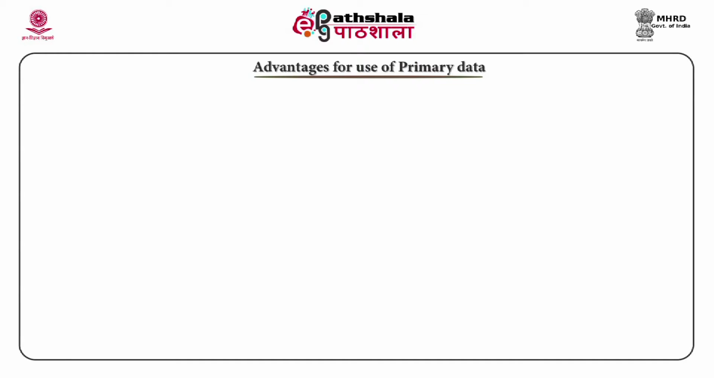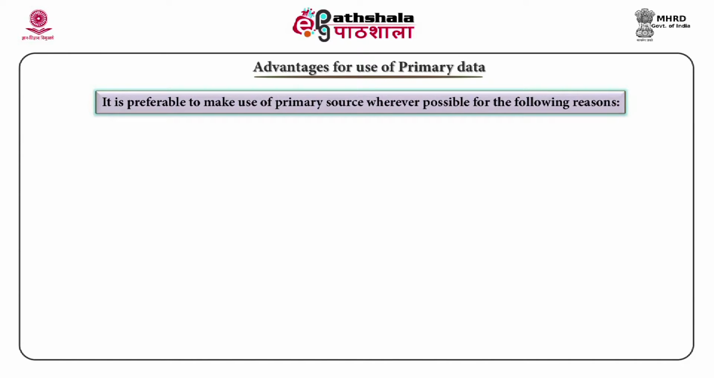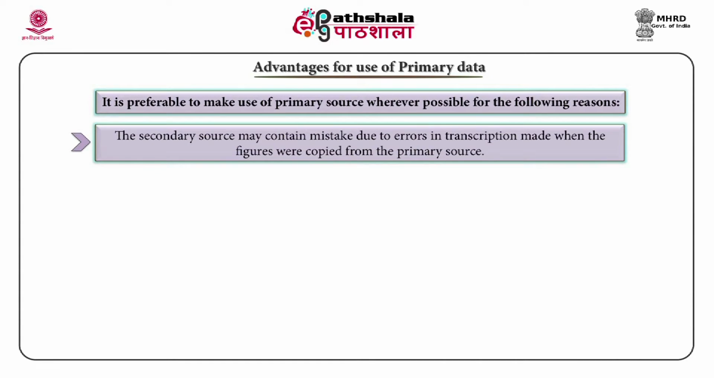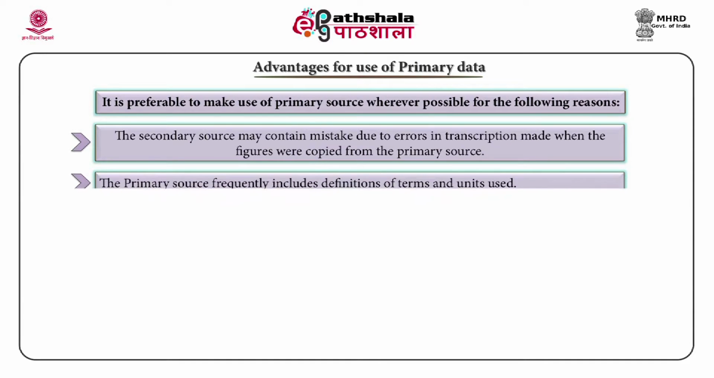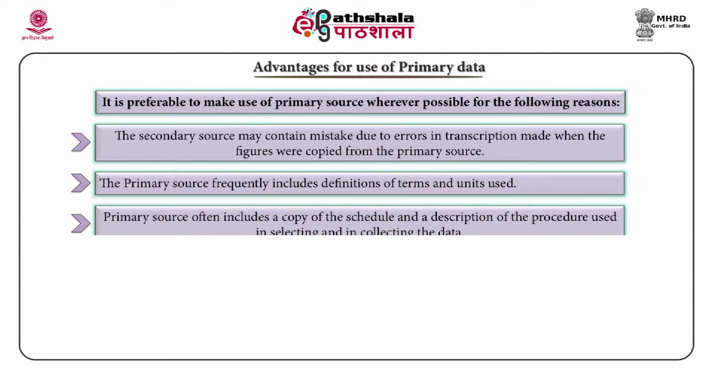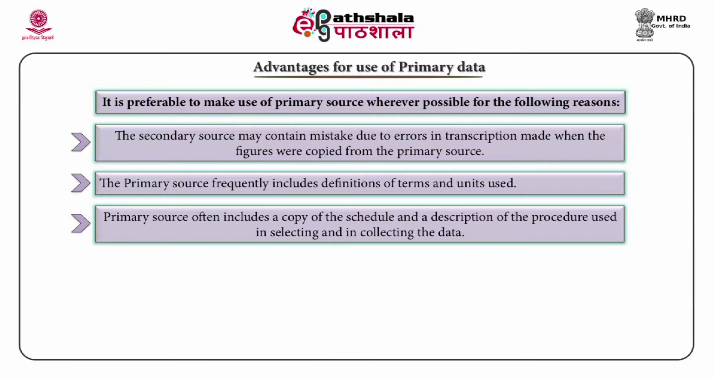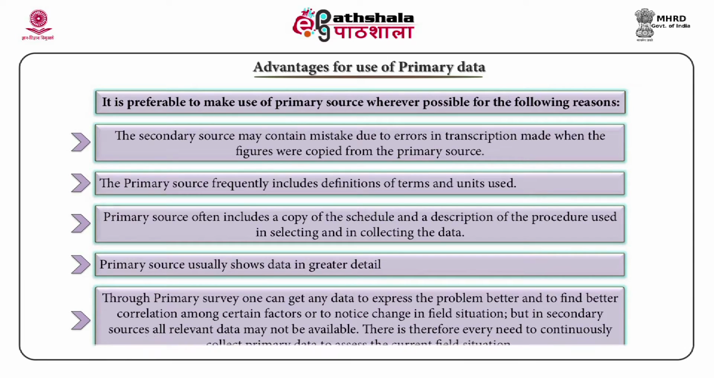Advantages for use of primary data. It is preferable to make use of primary sources wherever possible for the following reasons. First, the secondary source may contain mistakes due to errors in transcription made when the figures were copied from the primary sources. Second, the primary sources frequently include definitions of terms and units used. Third, primary sources often include a copy of a schedule or a description of the procedure used in selecting and collecting the data. And lastly, primary sources usually show data in greater detail.